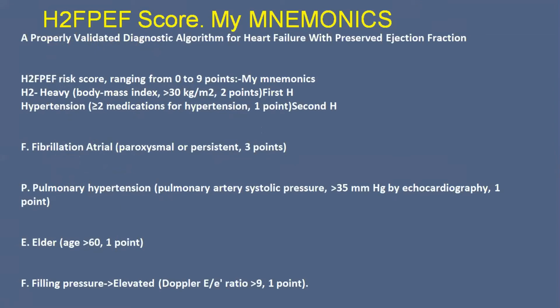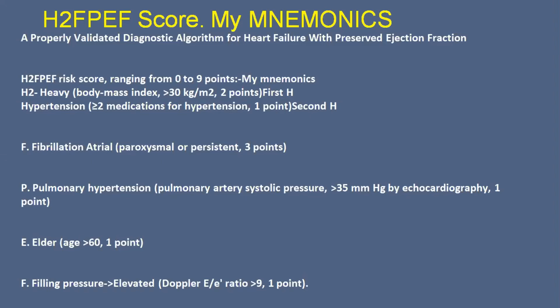So the H2FPEF risk score ranges from 0 to 9 points. H2: Heavy, body mass index more than 30 kilograms per square meter, 2 points. That is the first H. The second H stands for hypertension, 2 or more medications, 1 point. Then F, that is atrial fibrillation, paroxysmal or persistent, 3 points.